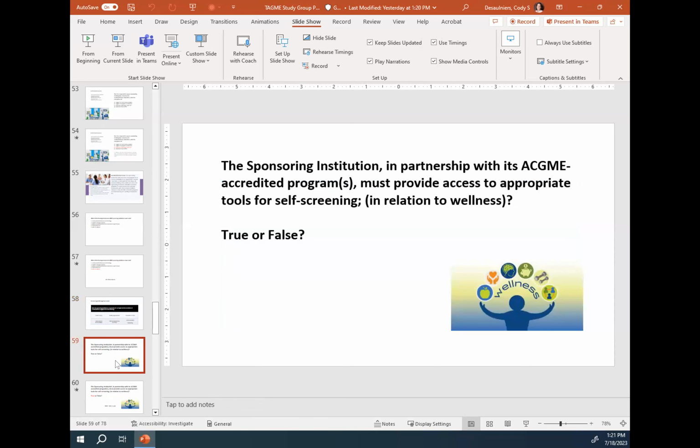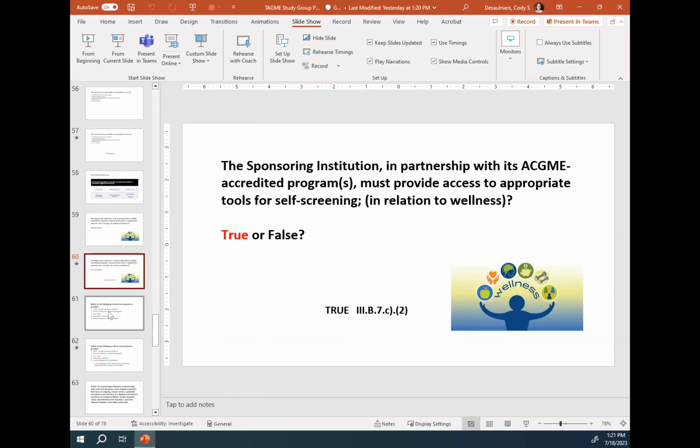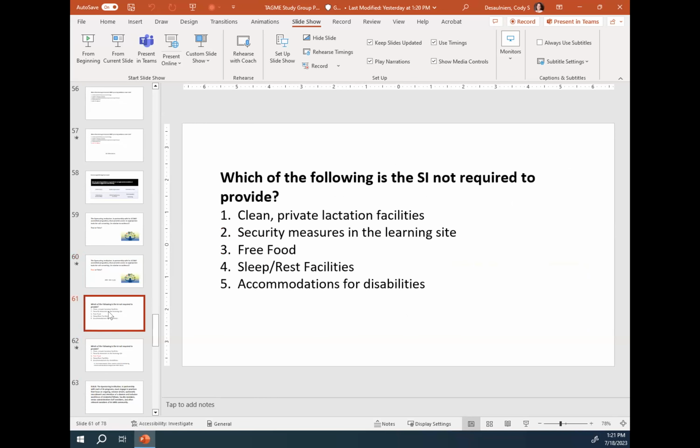All right, the sponsoring institution, in partnership with its ACGME accredited programs, must provide access to appropriate tools for self-screening in relation to wellness. True or false? True. Okay.